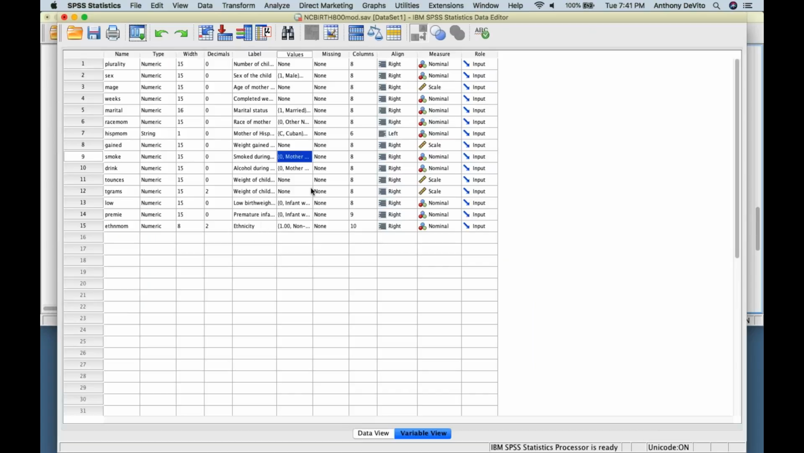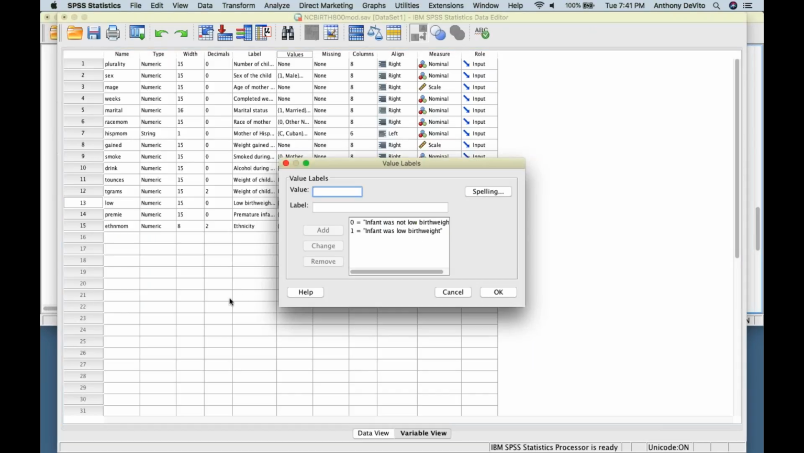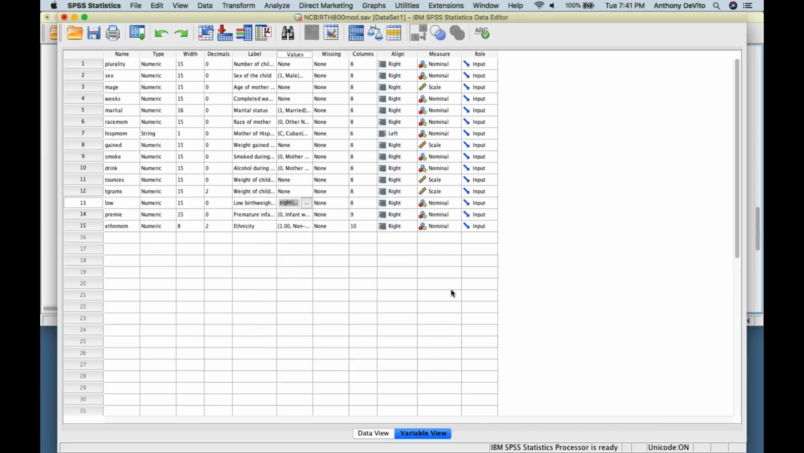Low birth weight, 0 or 1, right? So we have a categorical variable, but we want to compare the means between those two categories. What test do I use? It's two means, right? So what do we use? T-test, right? Everybody, you guys starting to get this?